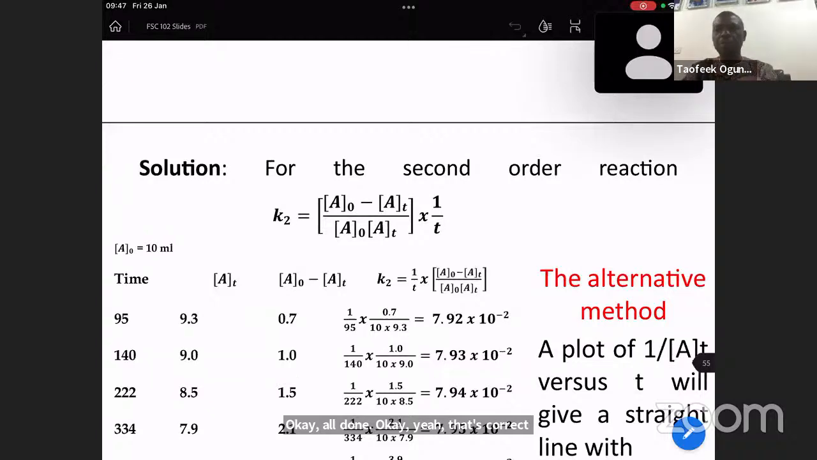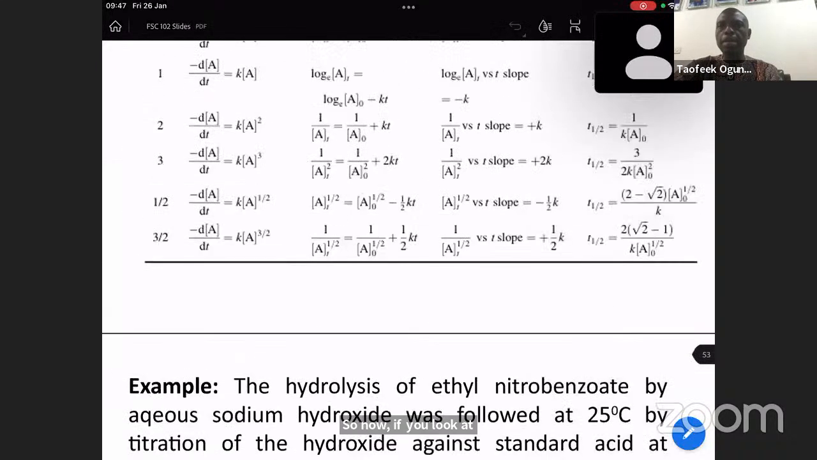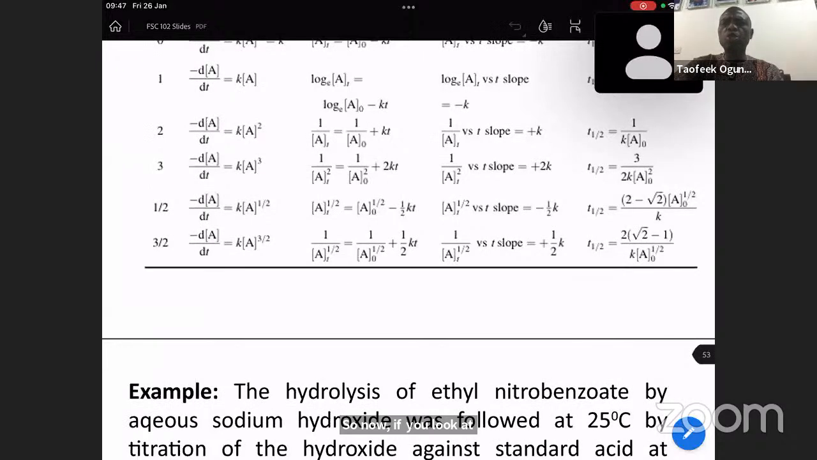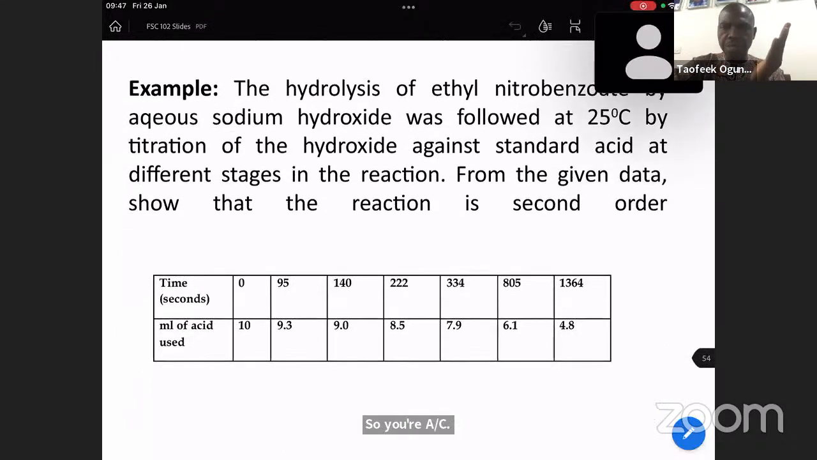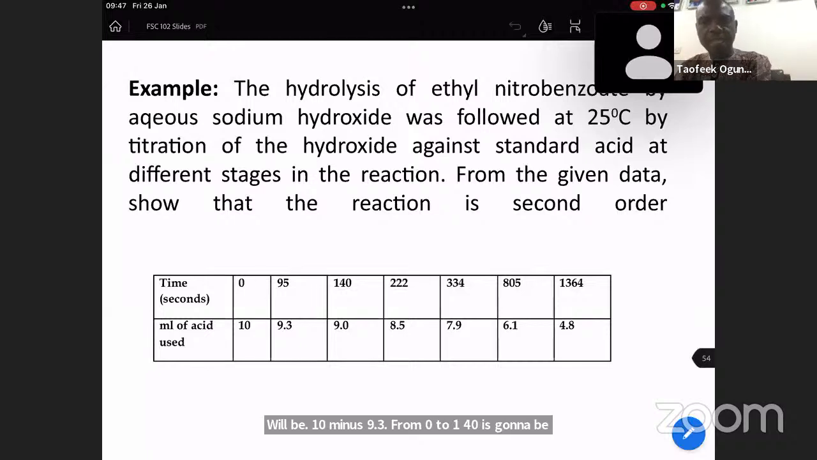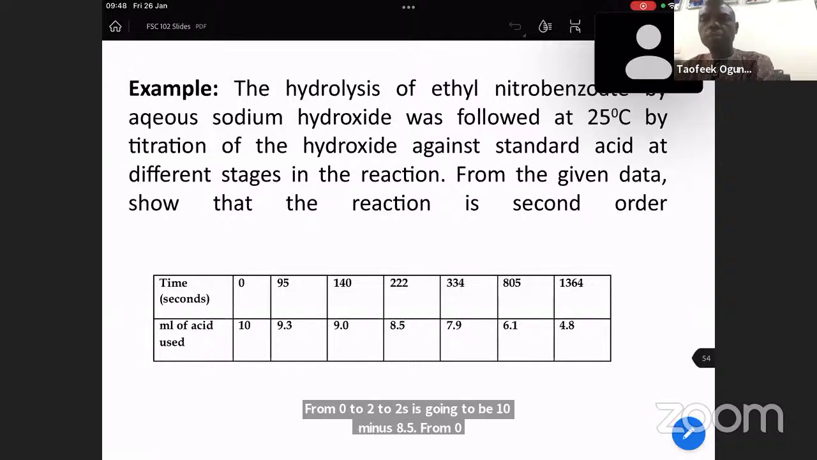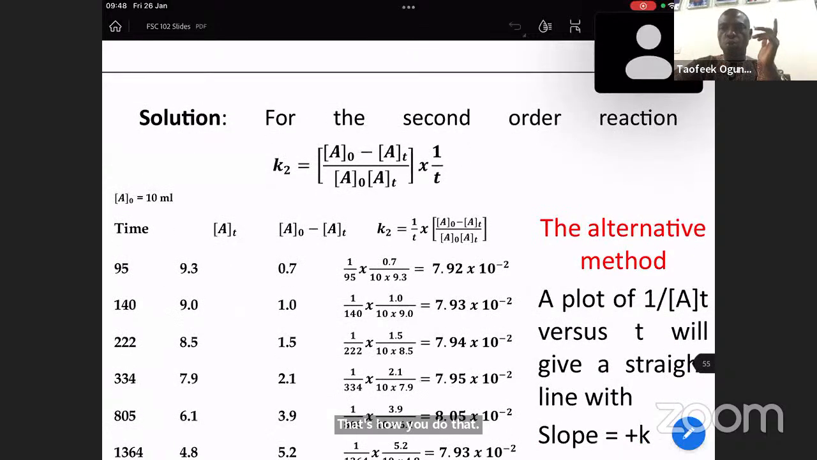So now, what will your AT be from 0 to 95? Your AT from 0 to 95 will be 10 minus 9.3. From 0 to 140 is going to be 10 minus 9. From 0 to 222 seconds is going to be 10 minus 8.5. From 0 to 334 is going to be 10 minus 7.9. That's how you do that, and that is what you actually have here.